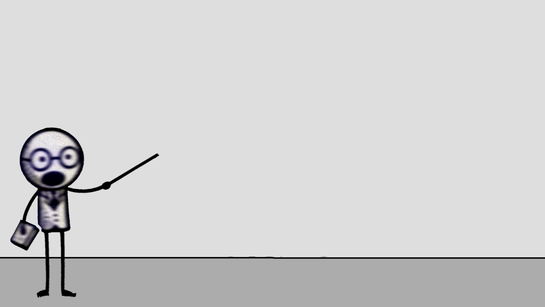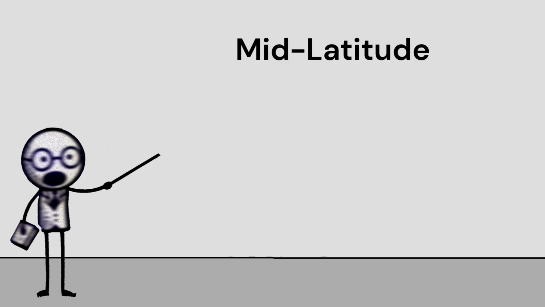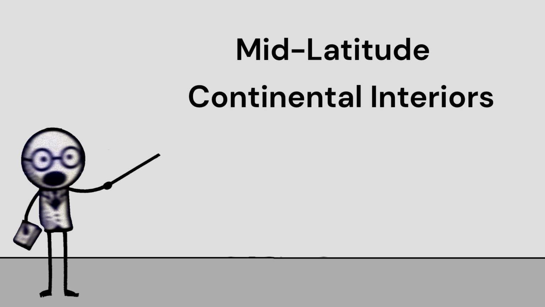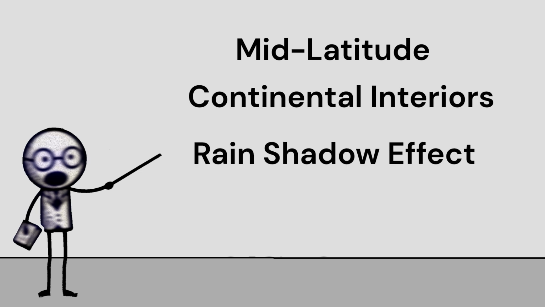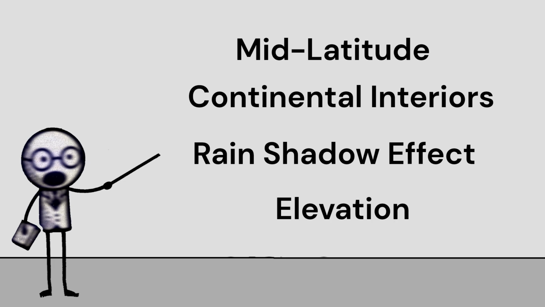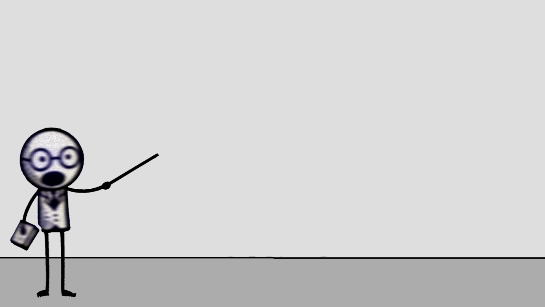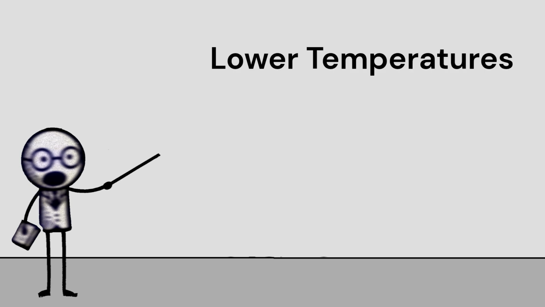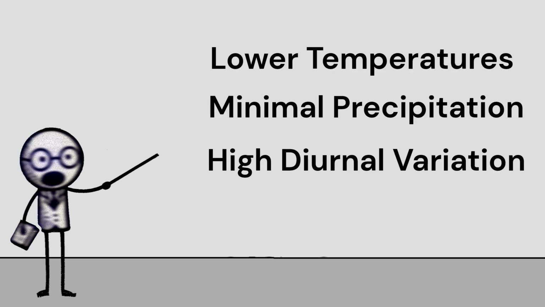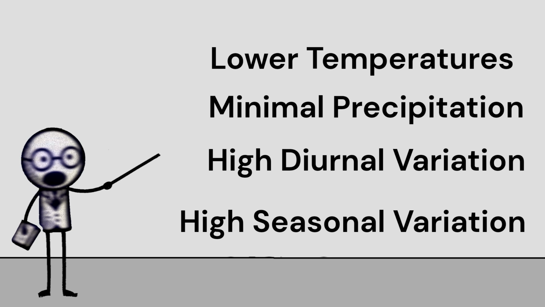So, for your world building, the key takeaways on location and characteristics of cold desert climates: we're dealing with mid latitude, continental interiors, sometimes with mountain barriers, and sometimes at higher elevations. All of this results in low temperatures, minimal precipitation, high diurnal temperature variations, and high seasonal temperature variations.